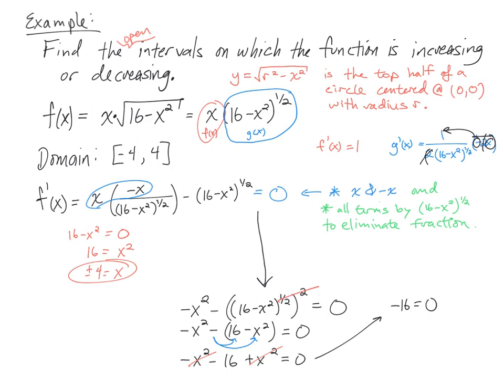But what this means then is that this tells us there are no critical values for this function in the open interval -4 to 4. So how do we go about finishing this exercise? Let's take a look at how to finish this on the next slide.